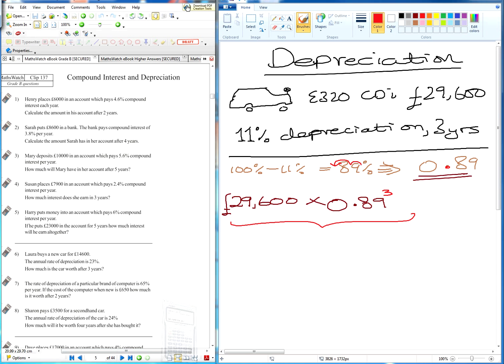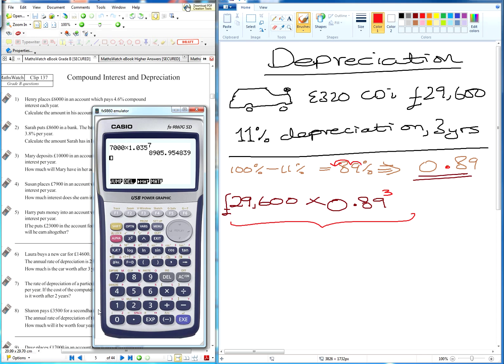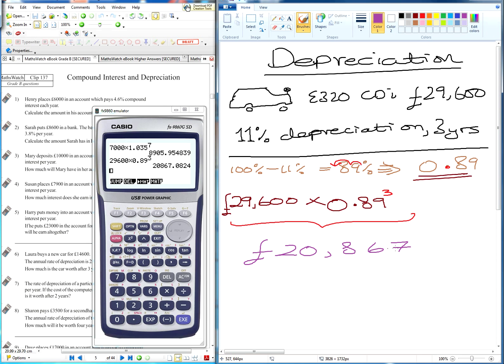Then we grab our calculator, our trusted Casio FX9860G. So we do 29,600 times 0.89 to the power of 3. And that gives us a value of, fantastic, 20,000, still worth 20 grand after 3 years. Told you it's worth every penny. So that gives us £20,867.08. But you don't have to be silly to buy brand new anyway, just buy second hand.